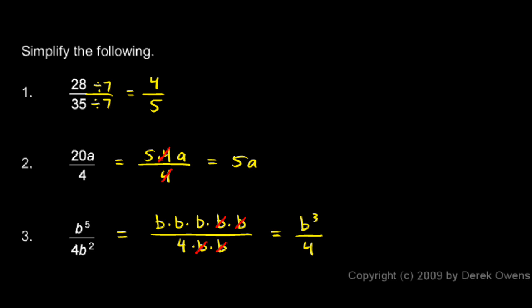When you have exponents divided, like in this case, b to the 5th divided by b to the 2, and exponents with the same base, they're base b, both of them, you can simply subtract, do the top minus the bottom, and that's the exponent on your answer. So we end up with b cubed over 4.